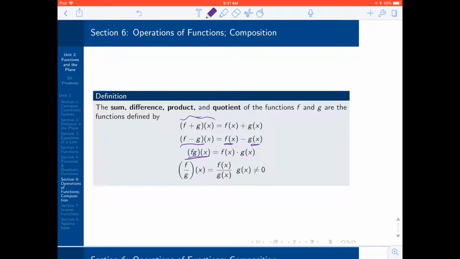If I have a product fg of x, that will be their product function, f of x times g of x. And then I have the quotient function, f over g of x, will just really end up being f of x divided by g of x with one condition, that g of x is not 0. We've said before that we really never want to divide by 0.